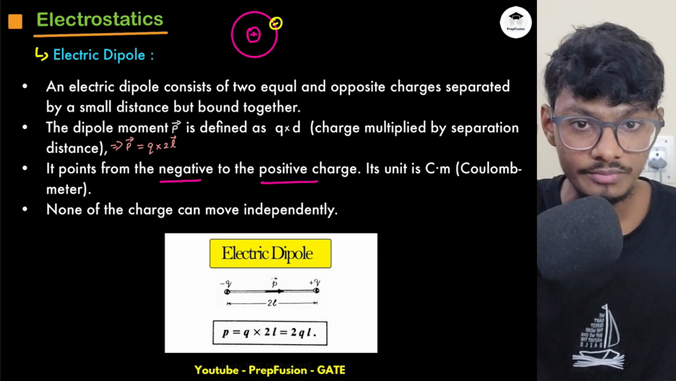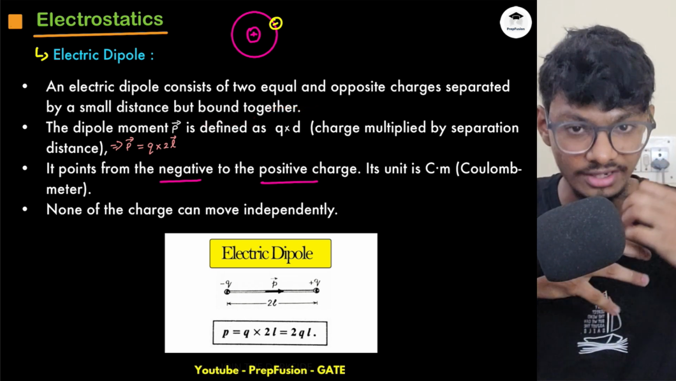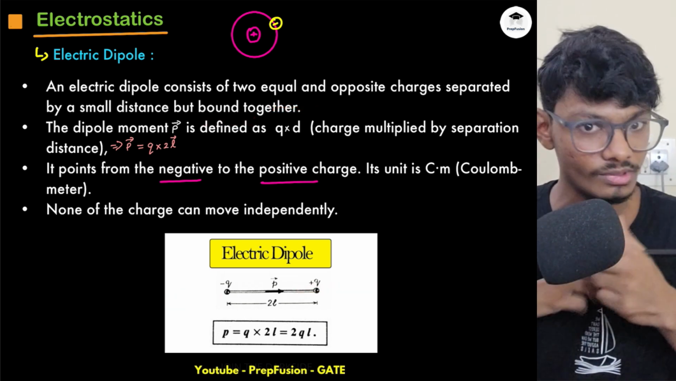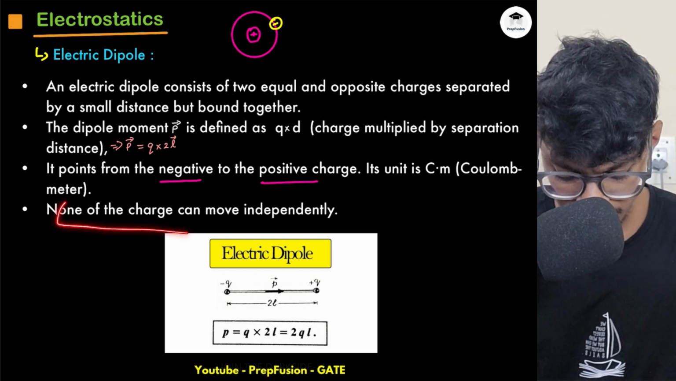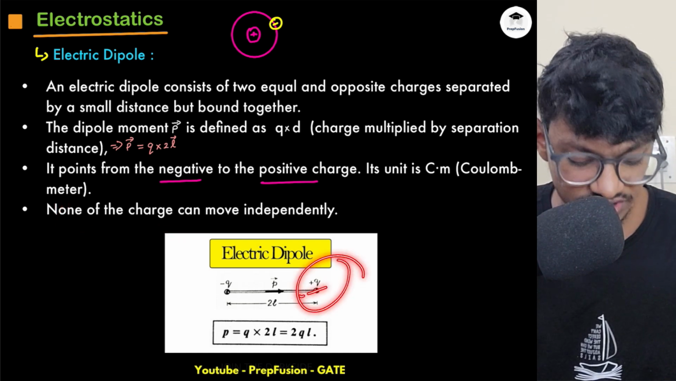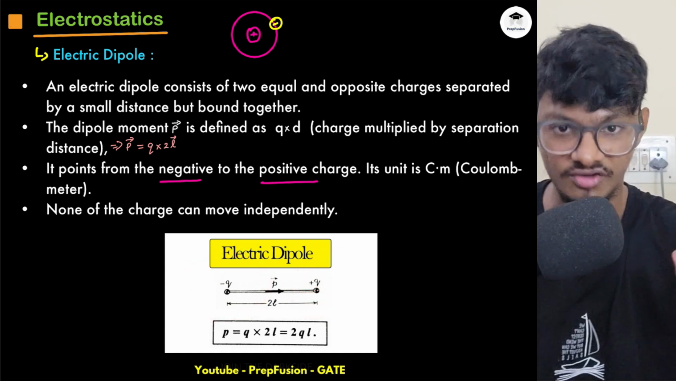And one more important point is that as they are bound together, very tightly bound, I cannot easily separate these two charges. None of the charges can move independently. If I move this plus q charge, along with it minus q also will move. That is a property of a dipole.